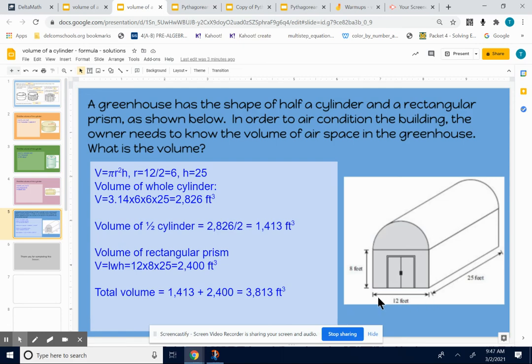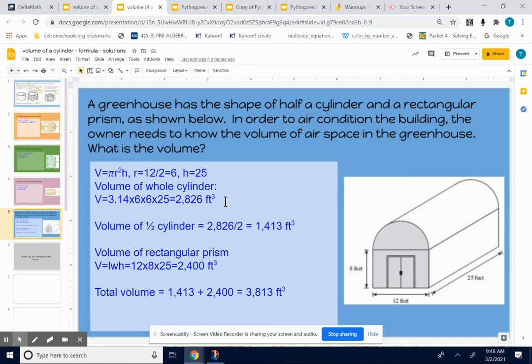Look down here. See how that's 12 all the way across? That means it's 12 all the way across here. So that means the radius must be 6. Okay, the height is how tall it is. If it was sitting on the circle, it'd be 25 feet high. So the volume of the whole cylinder, pi times r squared times h. 3.14 times 6 times 6 times 25 is 2,826 cubic feet.